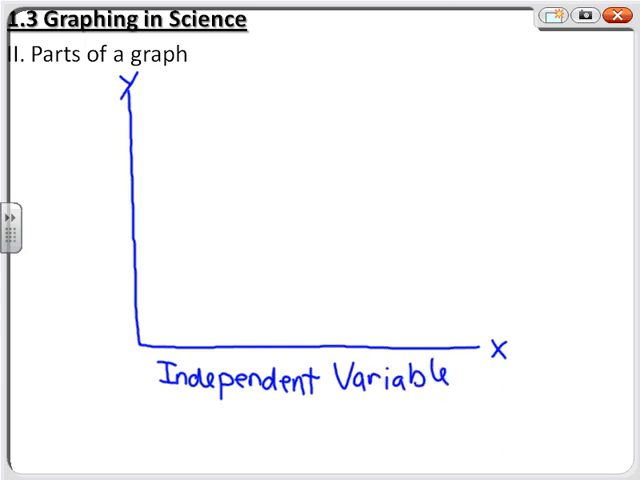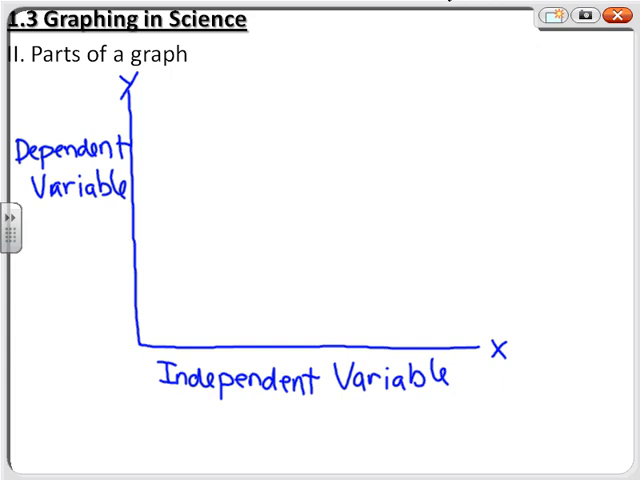goes on the x-axis. The independent variable is what is changed or manipulated in an experiment. On the y-axis, we put the dependent variable. This variable is what we measure in an experiment. So I'll show you some examples of that in a little bit.